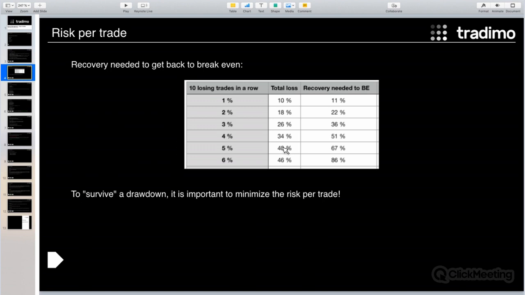And for these reasons, you can see pretty easily that maybe risking 1 or 2% is pretty good, because then you are recovering in a shorter period of time and you only need to make 11 or 22% to get back to the starting point. So to survive a drawdown and to make more losing trades in a row than you are in a drawdown, it is important to minimize the risk per trade. So is this clear to you, or do you have any questions regarding the money management, the risk per trade we are talking about?